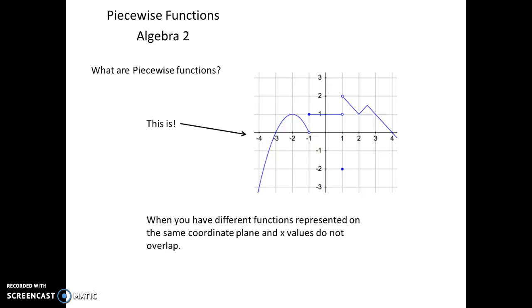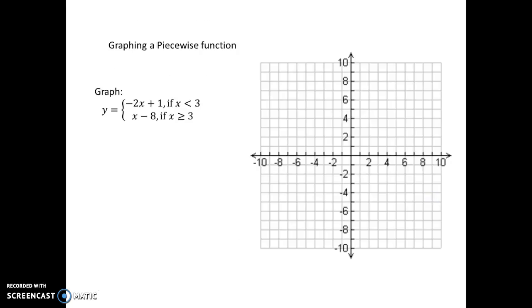We basically do two things with piecewise functions. We graph them. A piecewise function is written like this in equation form. So it says graph y equals -2x plus 1 if x is less than 3, and x minus 8 if x is greater than or equal to 3. This piece here is our condition. So x equals 3, that's our dividing line.